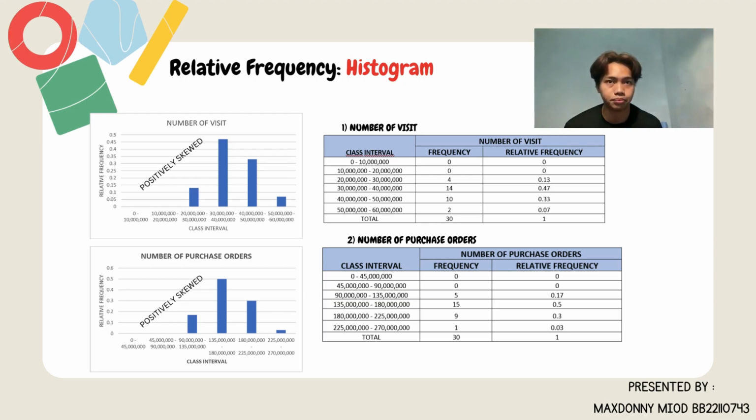270 million. So the frequency of the number of purchase orders is also different. The first class is 0, the second class is 0, the third class is 5, the fourth class is 15, the fifth class is 9, and the sixth class is 1, and we also get a total of 30.